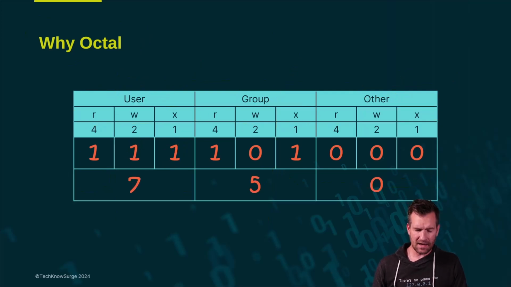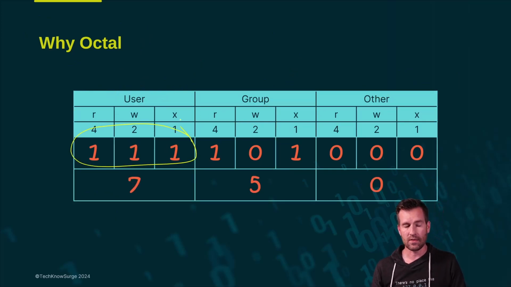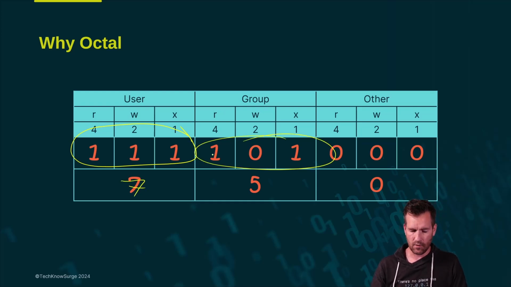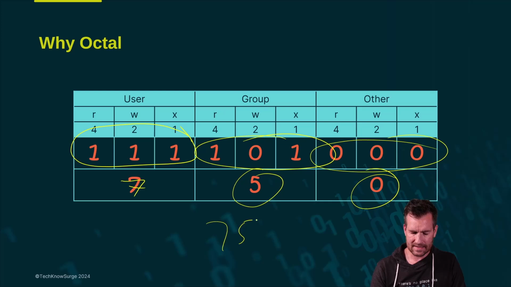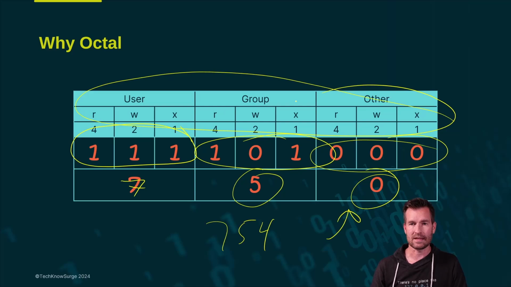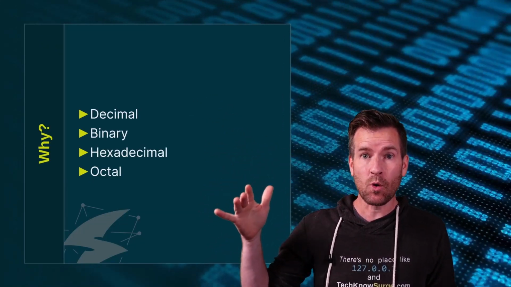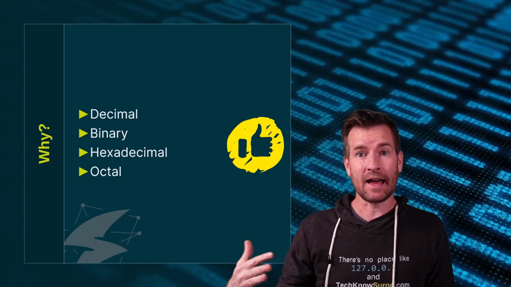What we have here is if we add up these bits, the 4-bit, the 2, and the 1 are all turned on, so that's 7. Right here, we've got 101, so that would be a 5. And here we've got 000, so that would be a 0. So this 750 number represents the permissions that we're giving to each one of these. We're going to see decimals, binaries, and hexadecimals come up quite a bit, and octal we'll see out there as well.